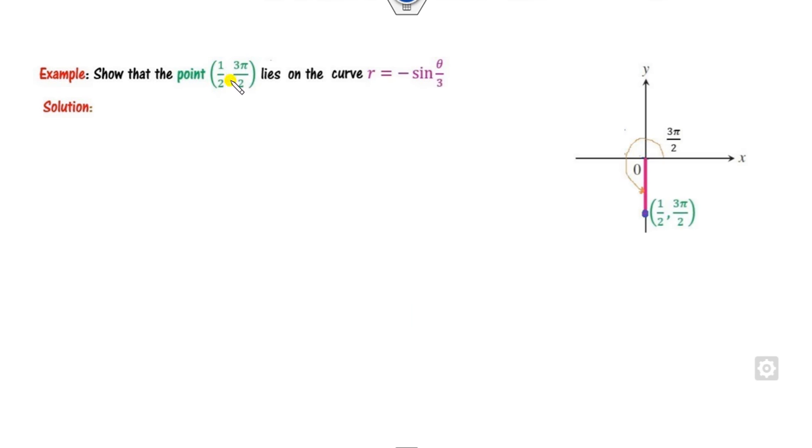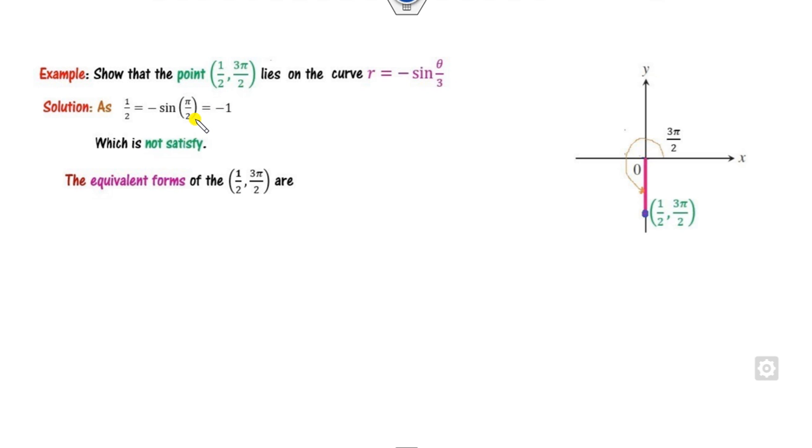Again, check whether this point lies on the curve or not. So this point is 3 pi by 2 here. R is positive, so in this direction here. If you substitute this point here, again it is not satisfied. The right hand side is minus 1, but the left hand side is 1 by 2, which is not true. So you can write all those polar coordinates.